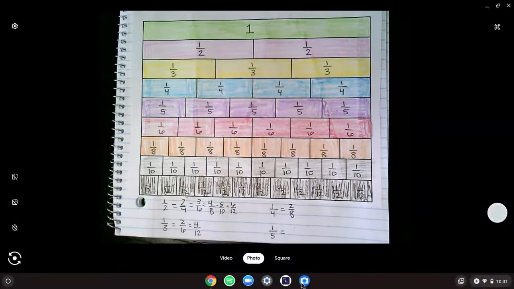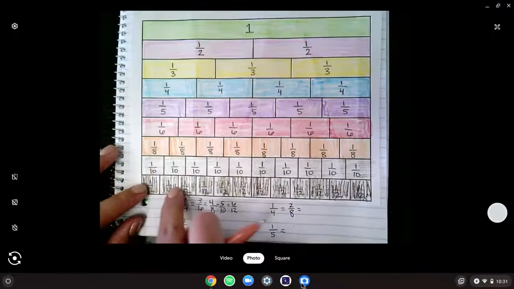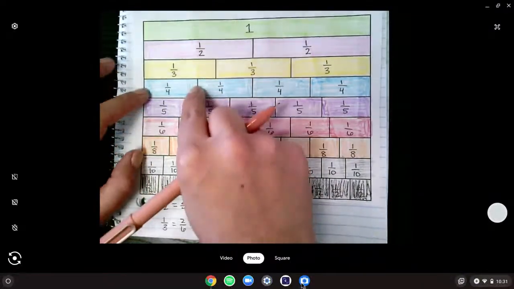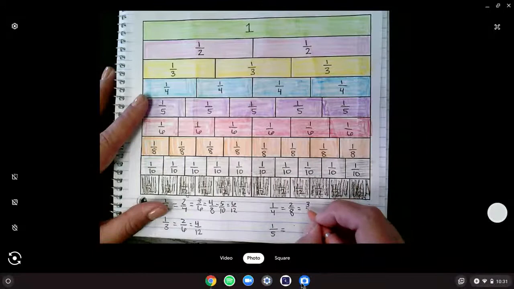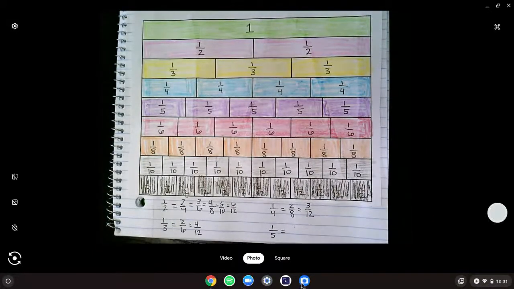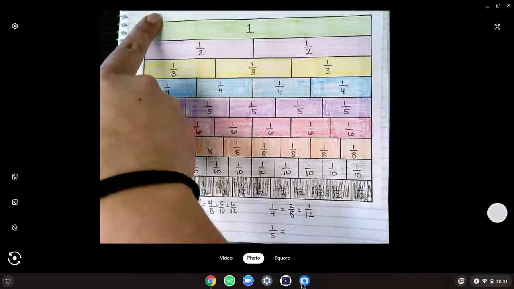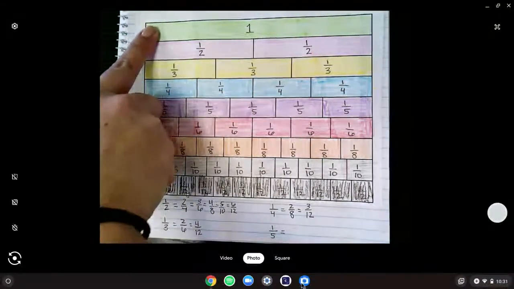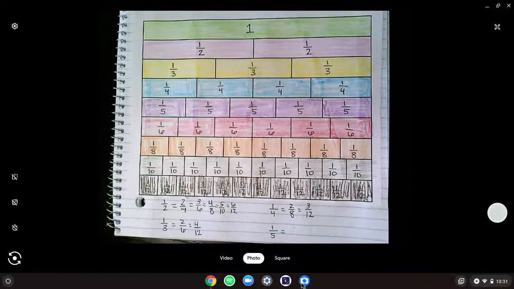Was there anything else that was equivalent? Camille? We can use 3 of the 12s. Good. Was there anything else? No, there wasn't for that one. Notice, could we use anything above it? No. Why do you think we couldn't use anything above it? It's because those pieces are bigger. They're split less, so they're bigger pieces.